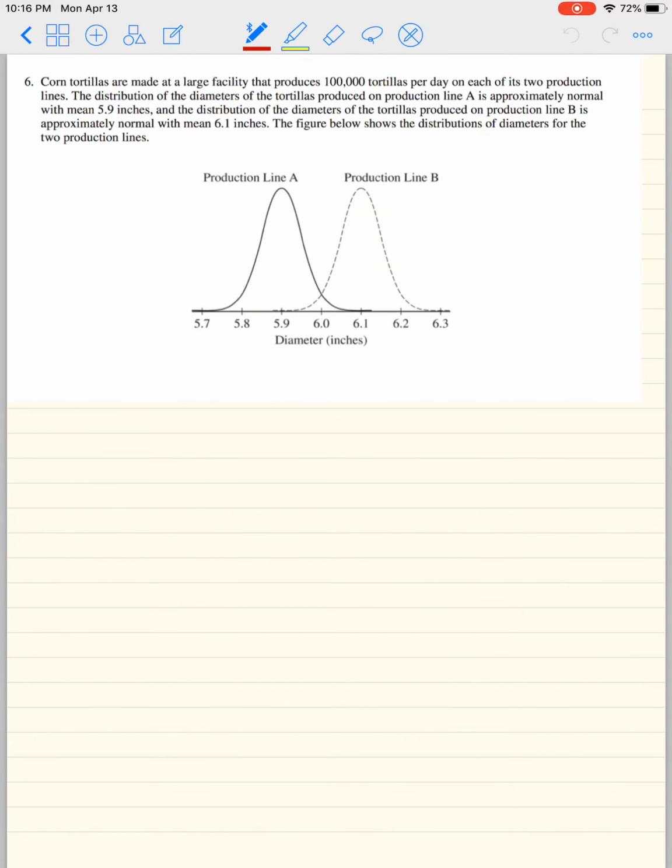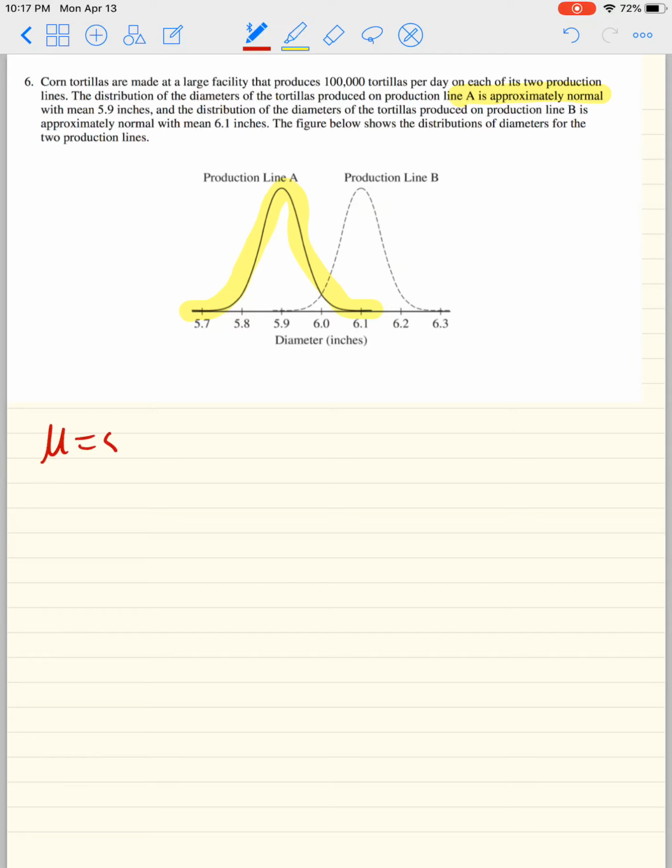Hey guys, let's try number 6 of the 2015 AP Statistics. Okay, so this one is going to be very nice. Corn tortillas are made at a large facility that produces 100,000 tortillas per day on each of its 2 production lines. The distribution of the diameter of the tortillas produced on production line A is approximately normal. We can see that it's right here. And with a mean of 5.9.